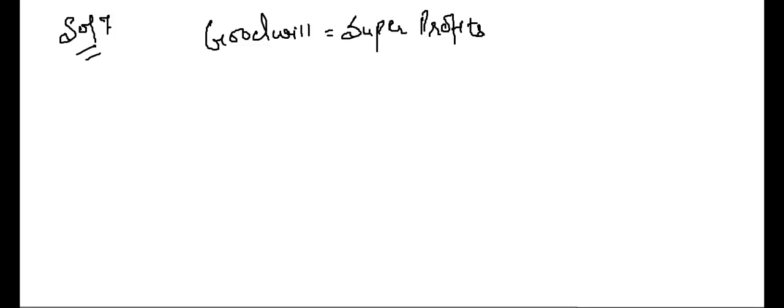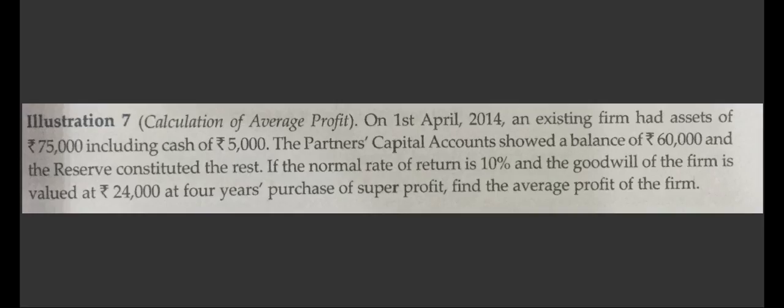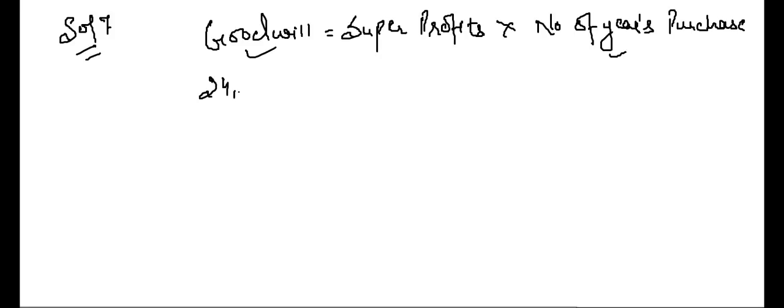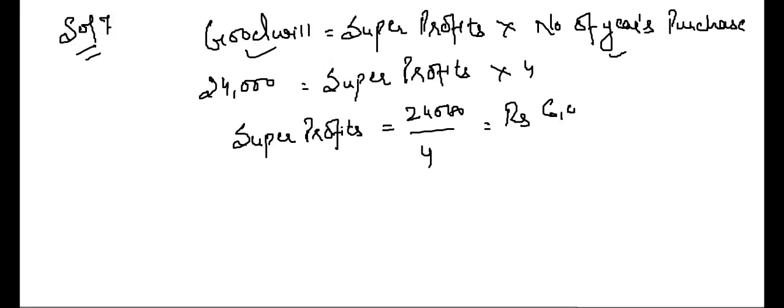First of all, we have goodwill is equal to super profits into number of years purchase. Now we have the value of goodwill, we have number of years purchase, we can calculate super profits. How much is the goodwill? 24,000. Number of years purchase 4. Goodwill is 24,000, super profits into 4. So super profits will be 24,000 divided by 4. This comes to rupees 6,000. Clear?